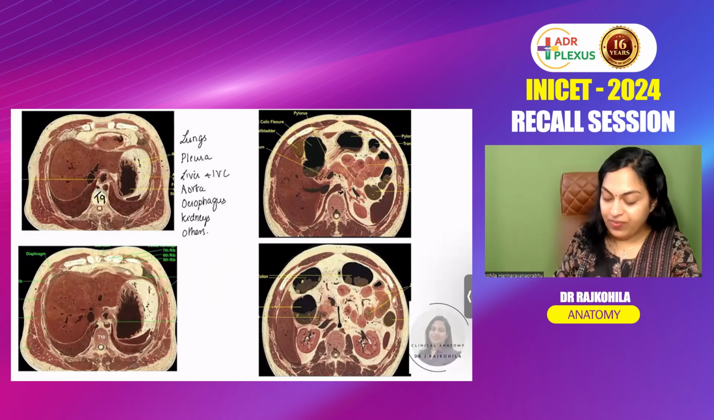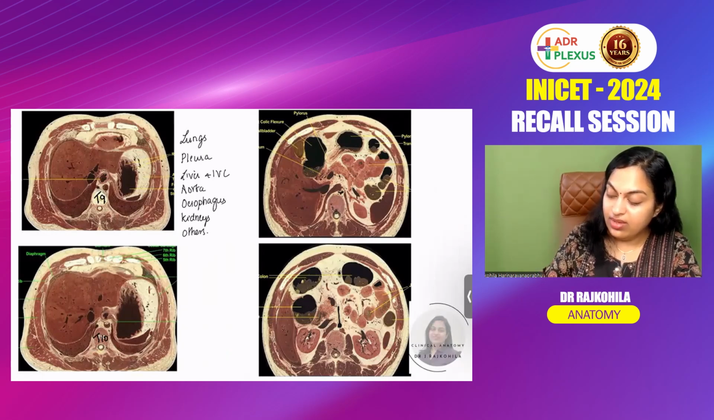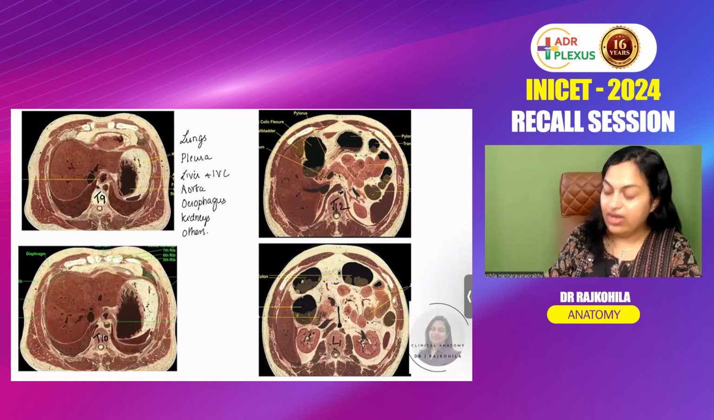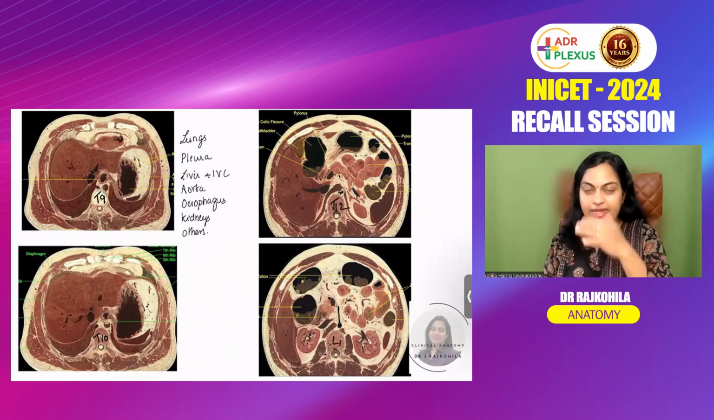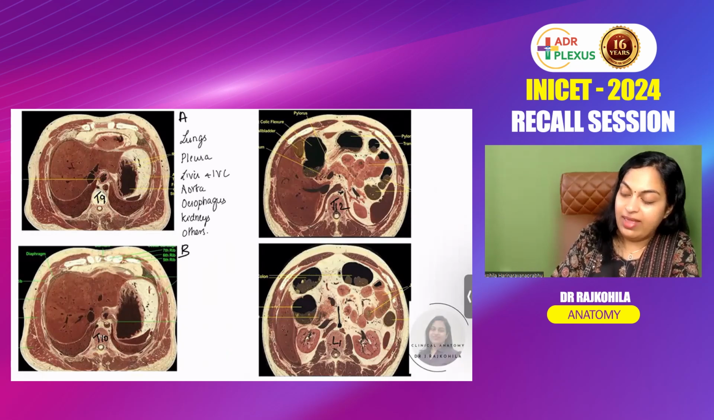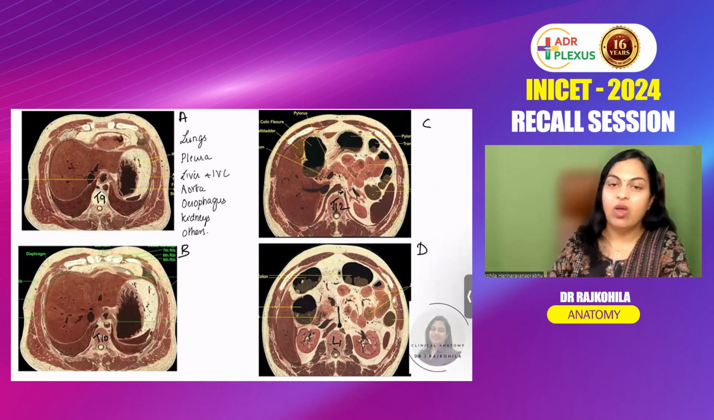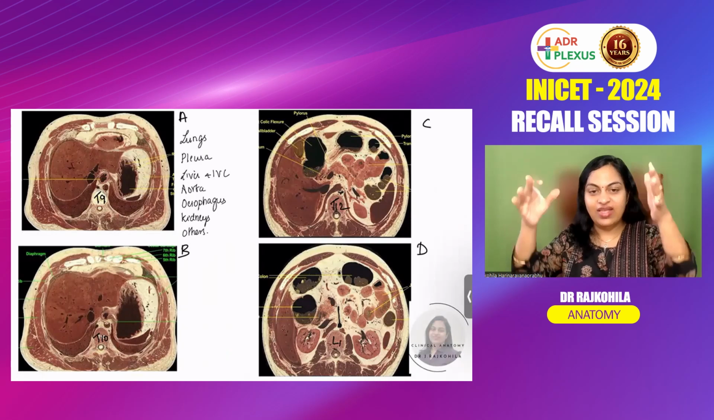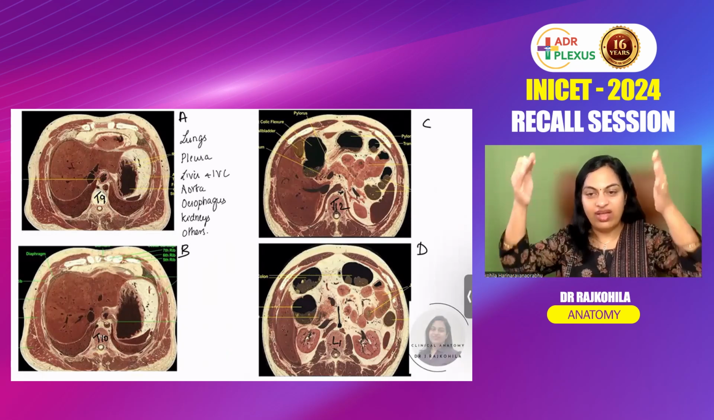This is T9. This is T10. This is T12. T12 and L1. Is that visible there? Okay. Now just compare these four sections A, B, C, and D. You can see a difference in the curvature of the body wall as we go down.